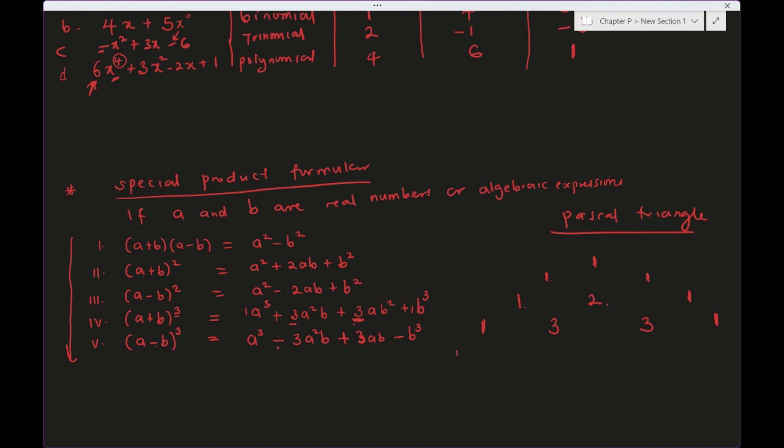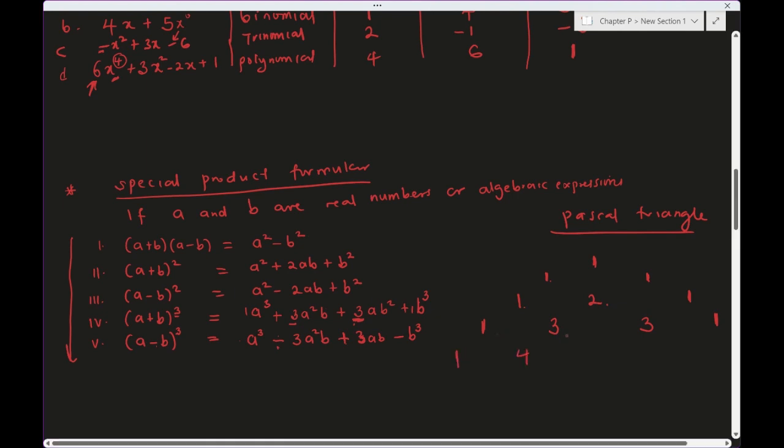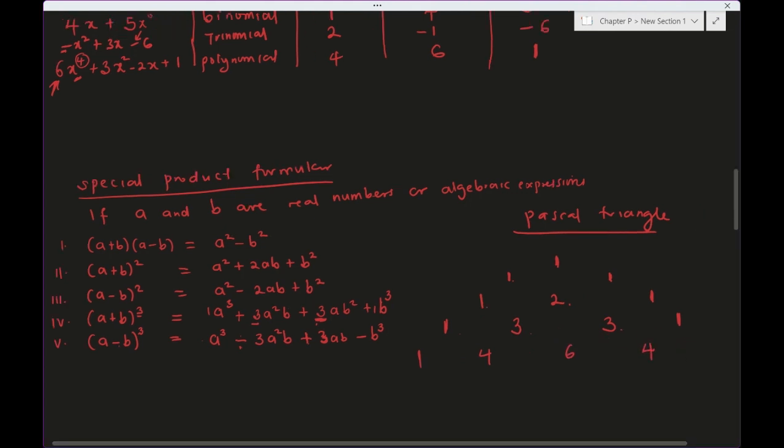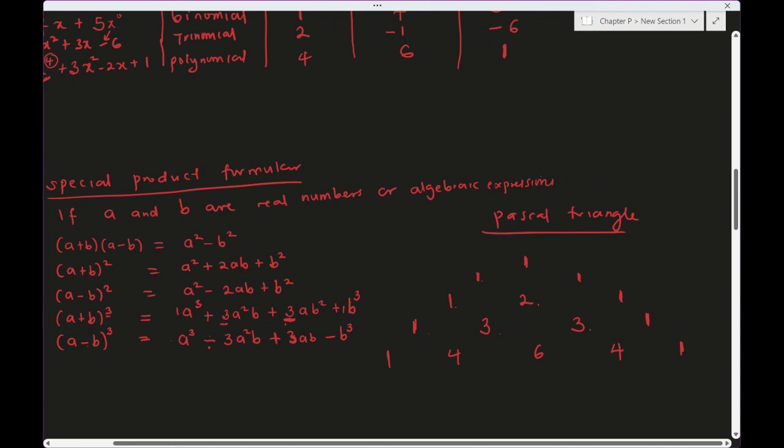If you want to go to the fourth level, you have 1. 1 plus 3 is 4. 3 plus 3 is 6. 3 plus 1 is also 4. Then you close it with also 1. Is that okay?